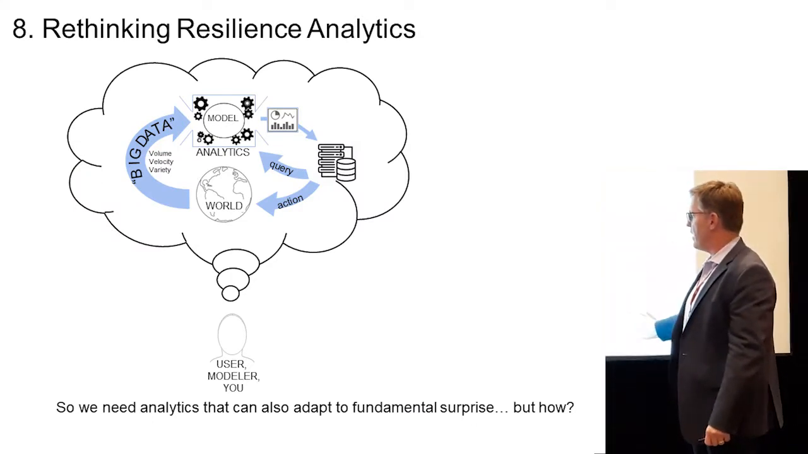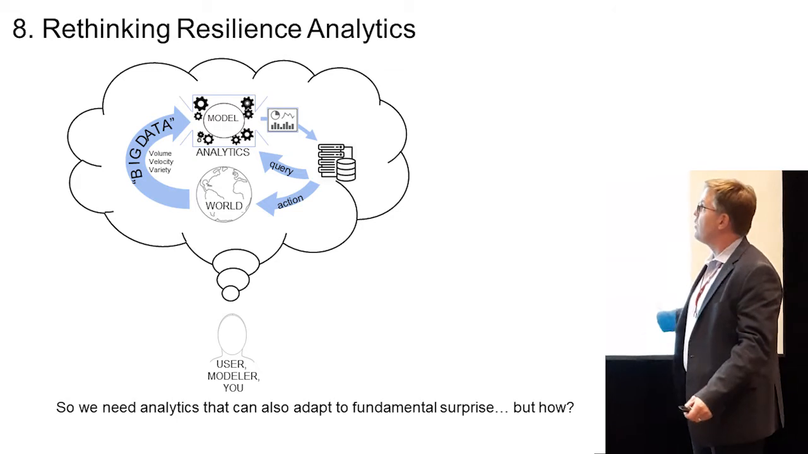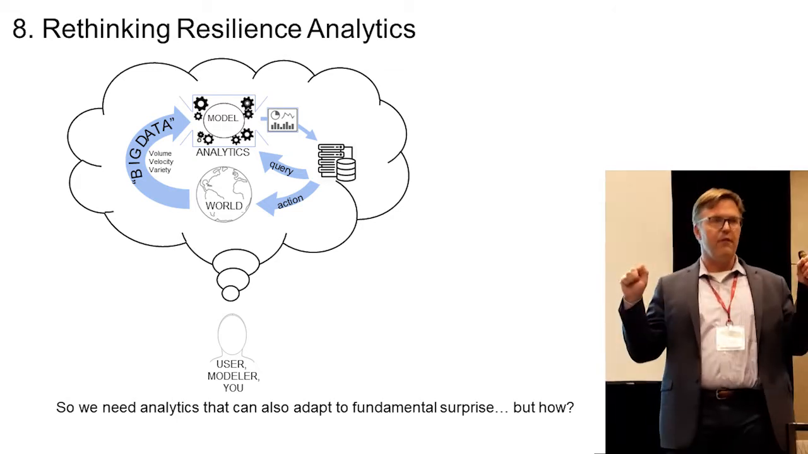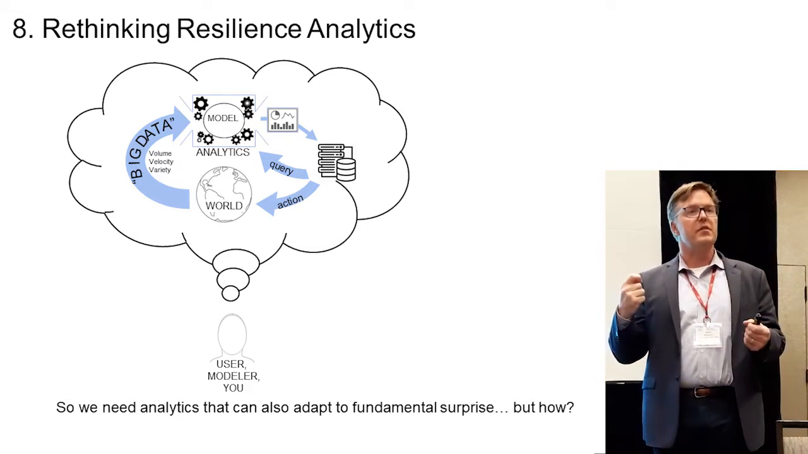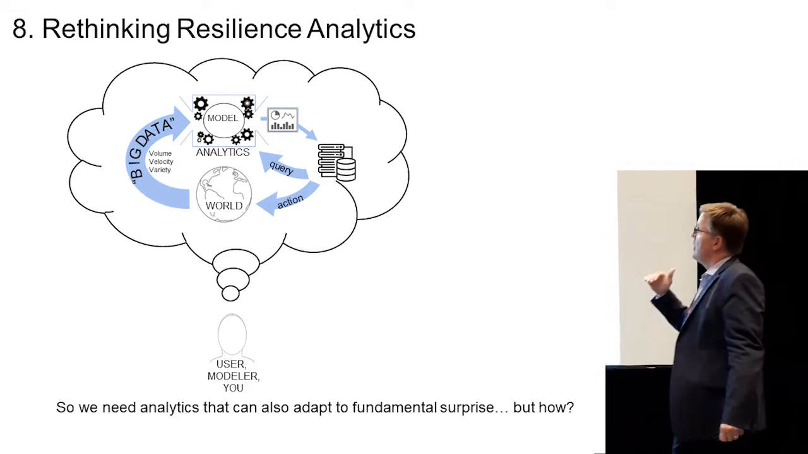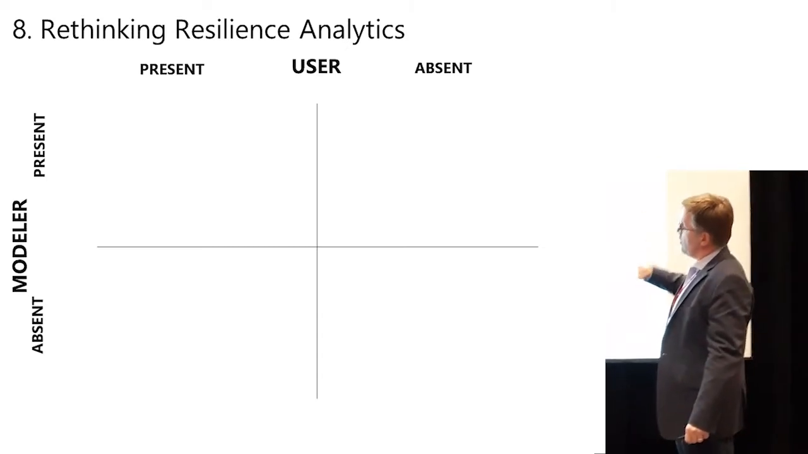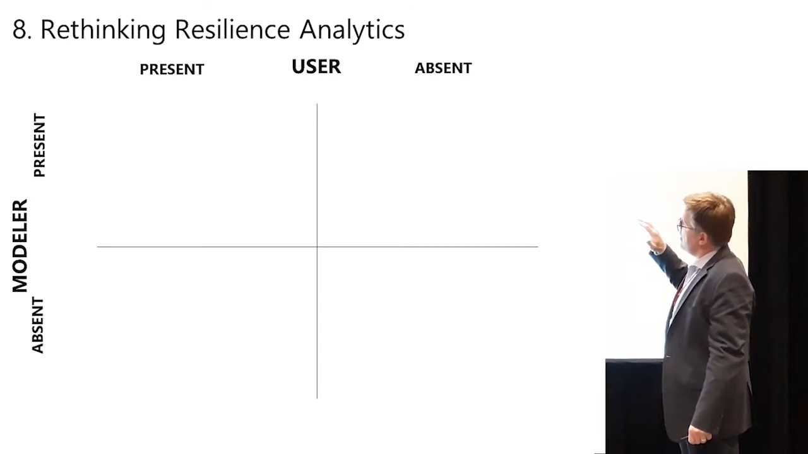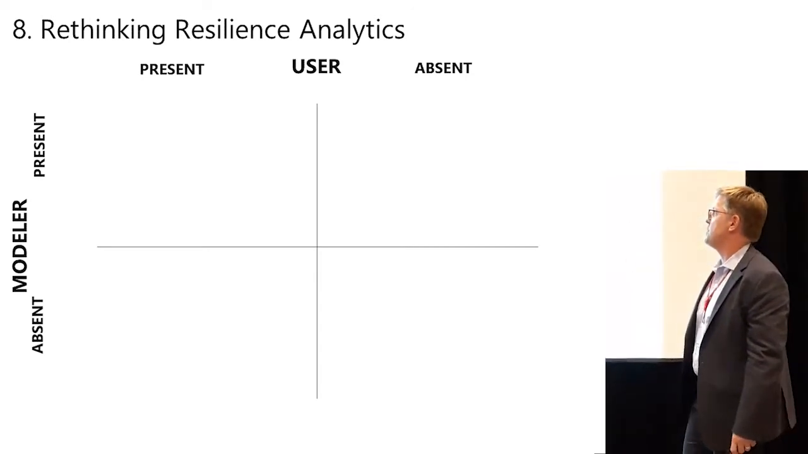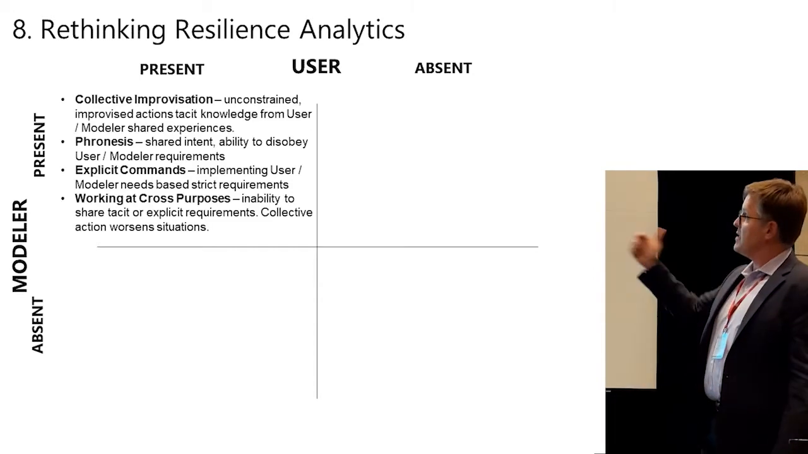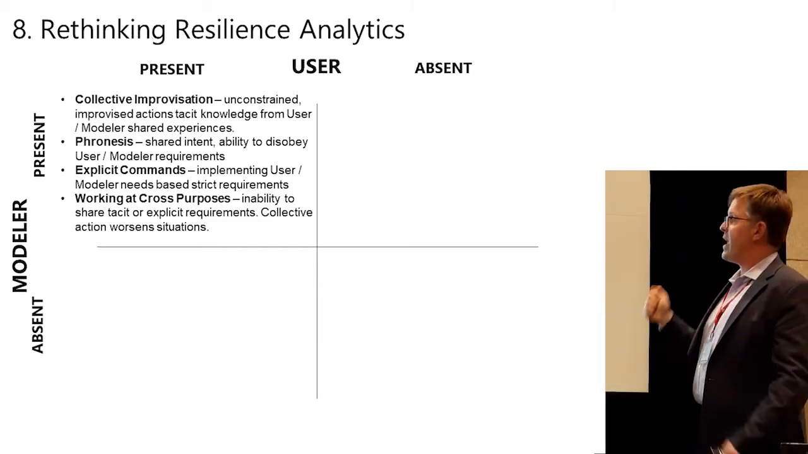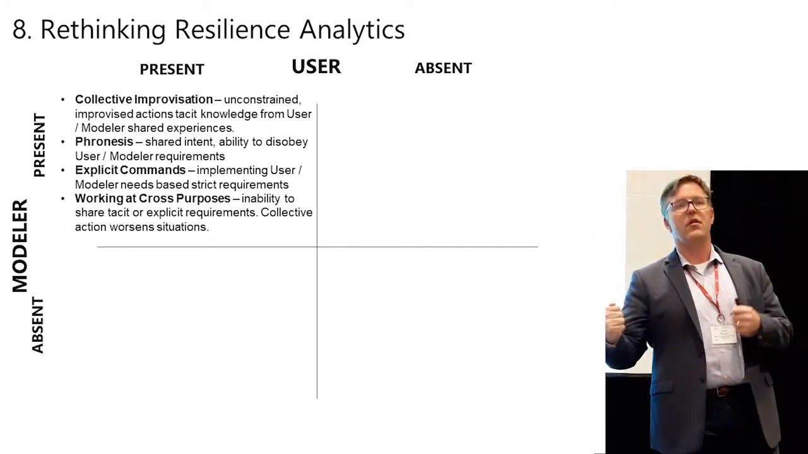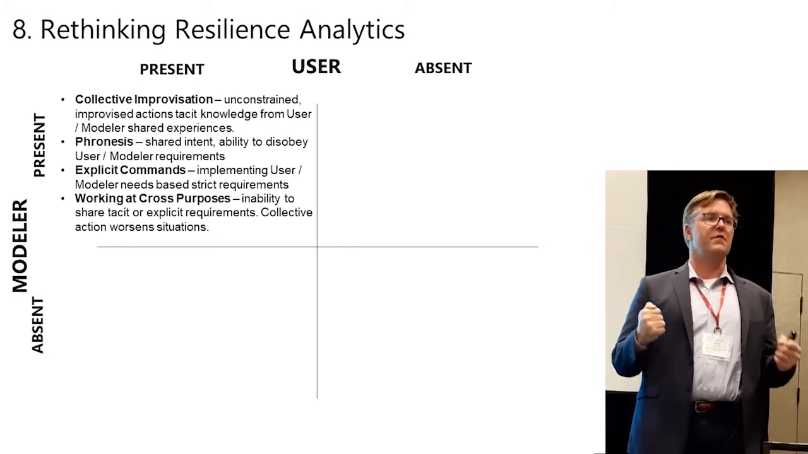And so this is where we argue we need to rethink resilience analytics. This little cartoon, this framework with these two feedback loops, provides some context for doing this. If we think about whether the modeler is present or absent, or whether the user is present or absent, we can list out the different types of corrective actions we might take. As mentioned before, when both the modeler and the user are there, we have this opportunity for collective improvisation. They can work together to improvise in the presence of this fundamental surprise.